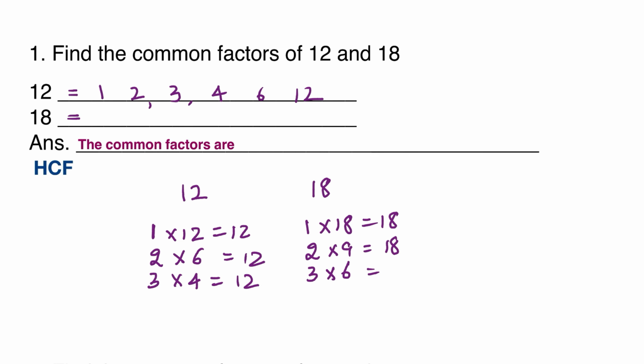6? Yes. 6 3s are 18. But what do we have here? We already have that pair. So we need not even think further. Stop here. These are your factors of the number 18.